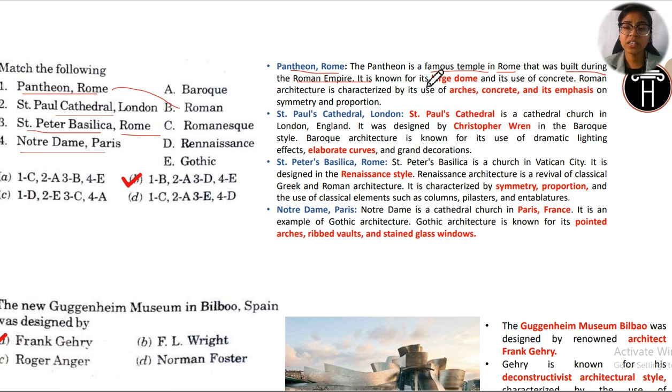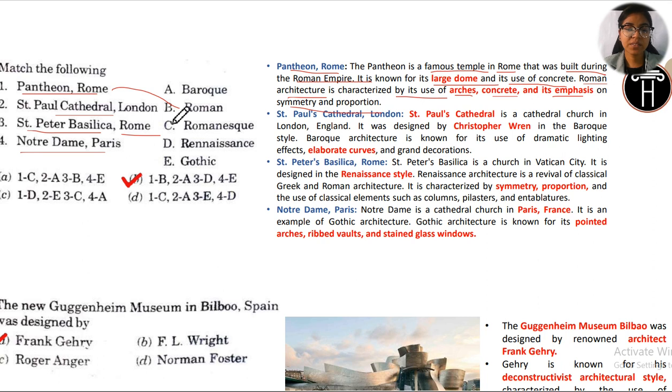It has a large dome and makes use of concrete. They used concrete in making large domes. Also, Roman architecture is characterized by the use of arches. They used arches and concrete, and in the overall design and construction of the Pantheon, they emphasized the symmetry and proportion of the building.